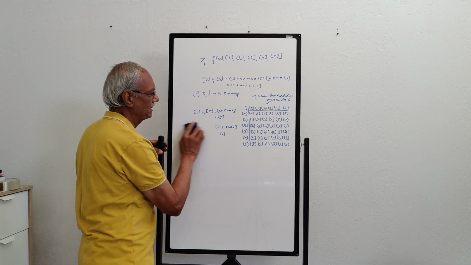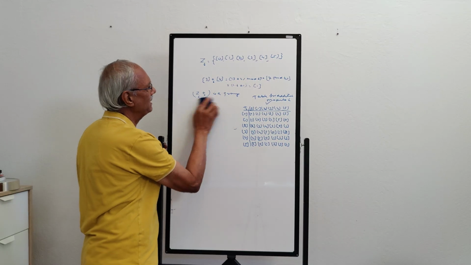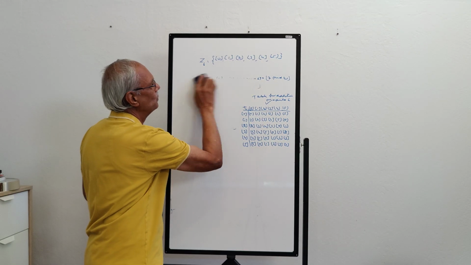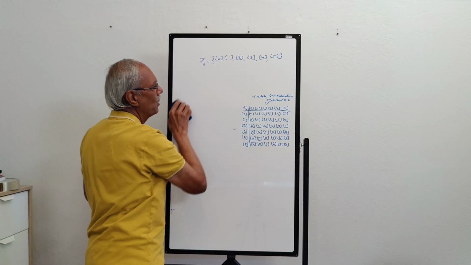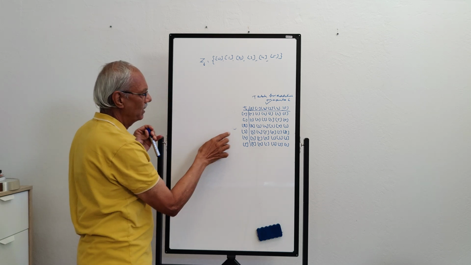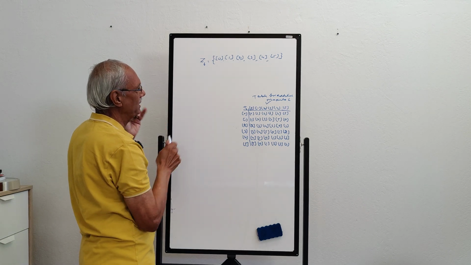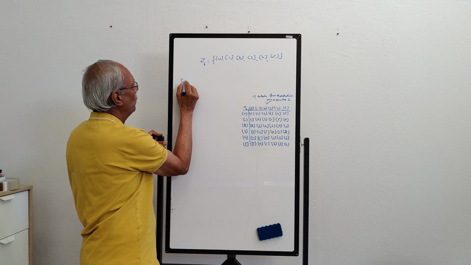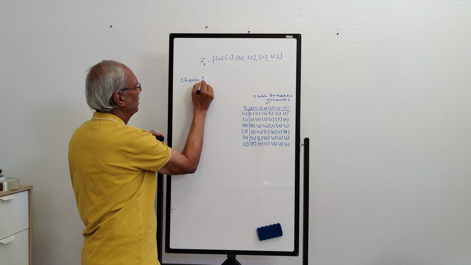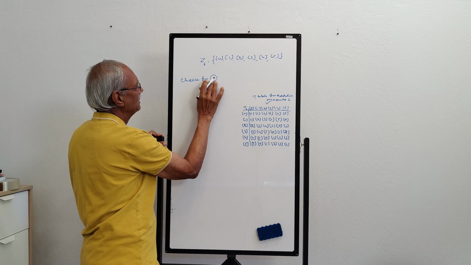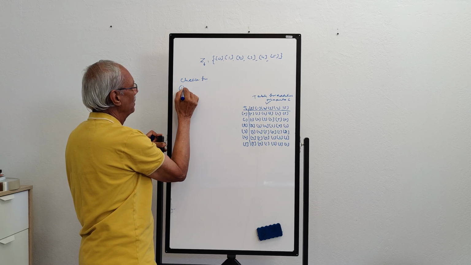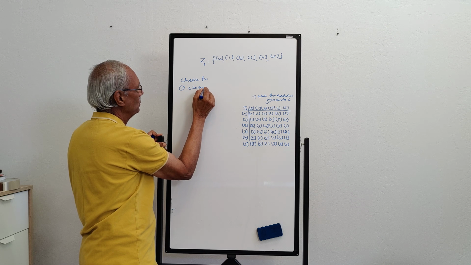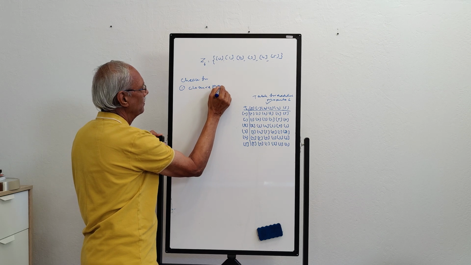So how is it done? Let us take any two elements. First of all, we must prove the closure property. What is our closure property? First, check for closure property.